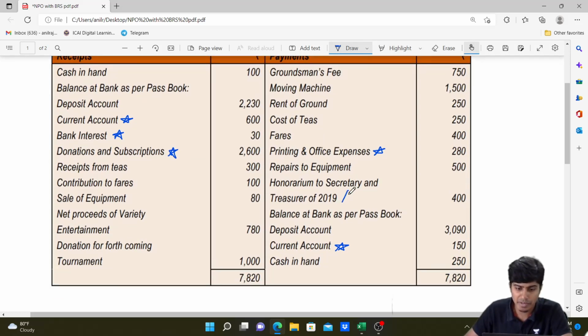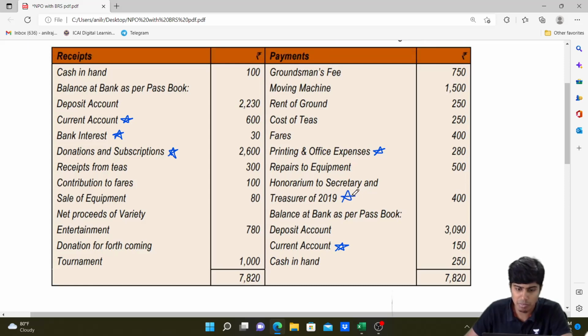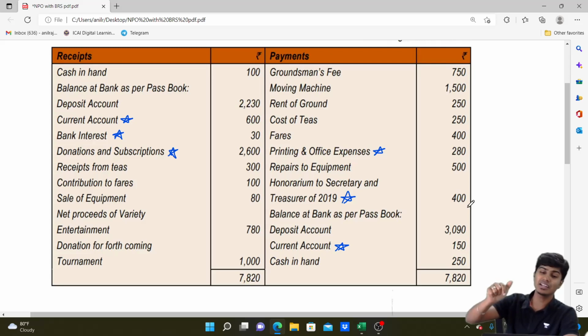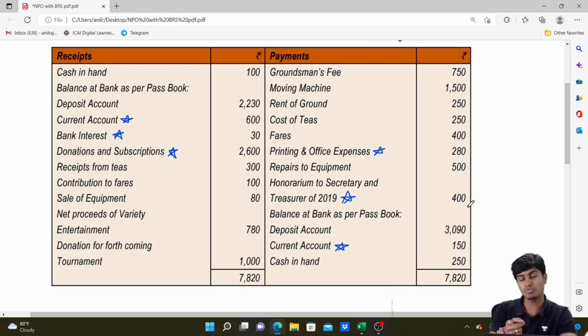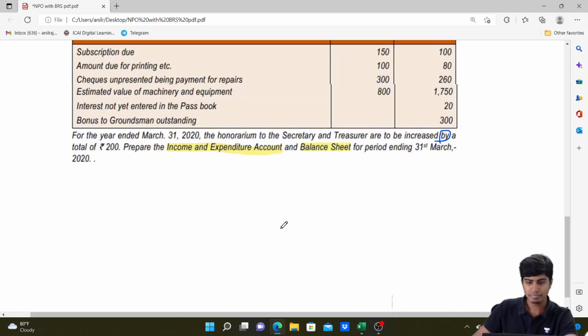Okay, this is paid with regard to last year 2019's payment. It is 400. So current year may we increase it by 200. So current year honorarium expenditure becomes 600 and none of it is paid. Entire 400 paid is of last year. So this 400 has to be adjusted in previous year in computation of capital fund as well. That's it. So there we go. We have all the adjustments done.